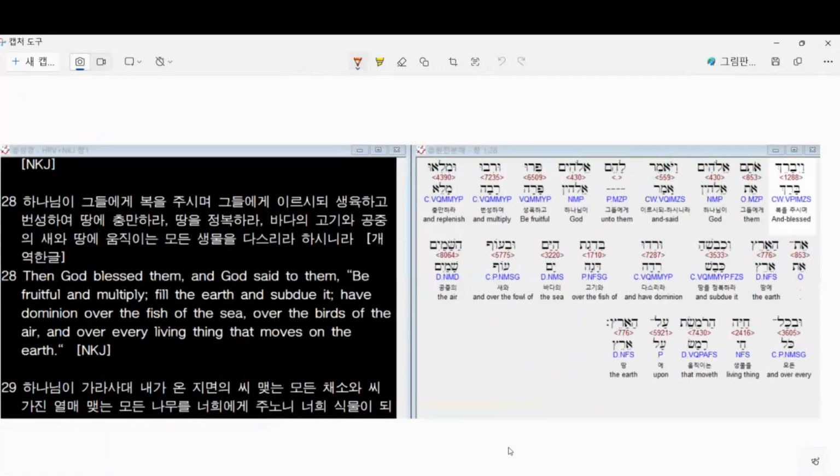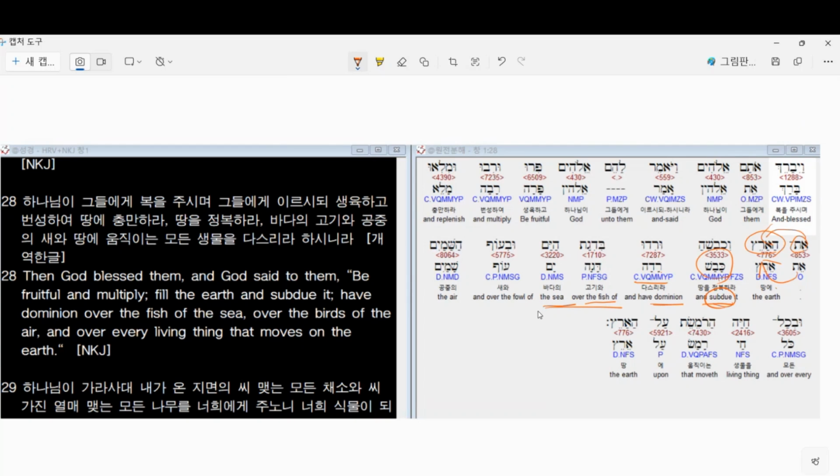Until the last class, we studied about the fish of the sea, right? And then kabash, we translate as subdue. Subdue what? Et haaretz, the earth, the complete earth, which is a new earth, subdue, right? And then rada is to tread down, which is the dominion and rule, over the fish of the sea.